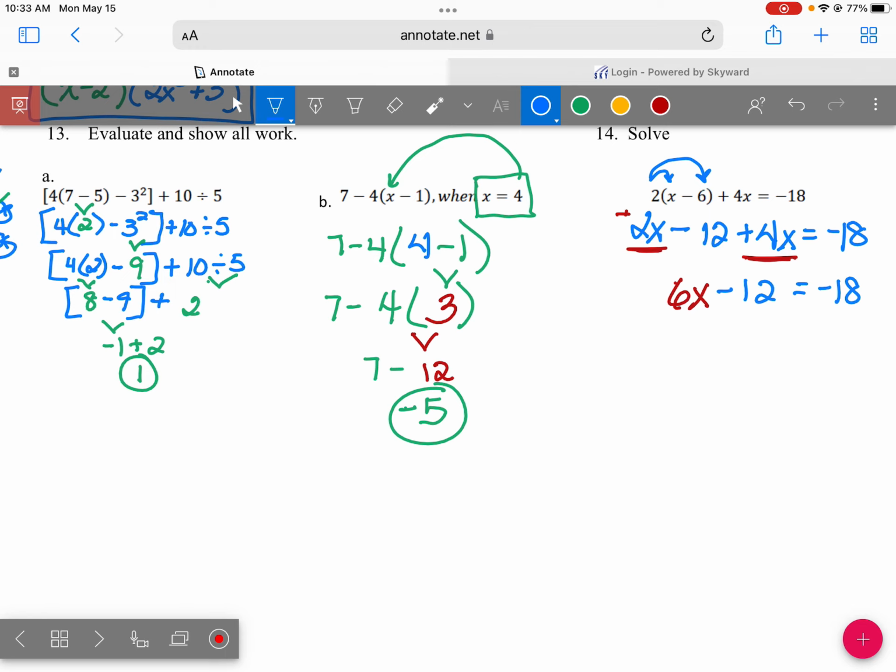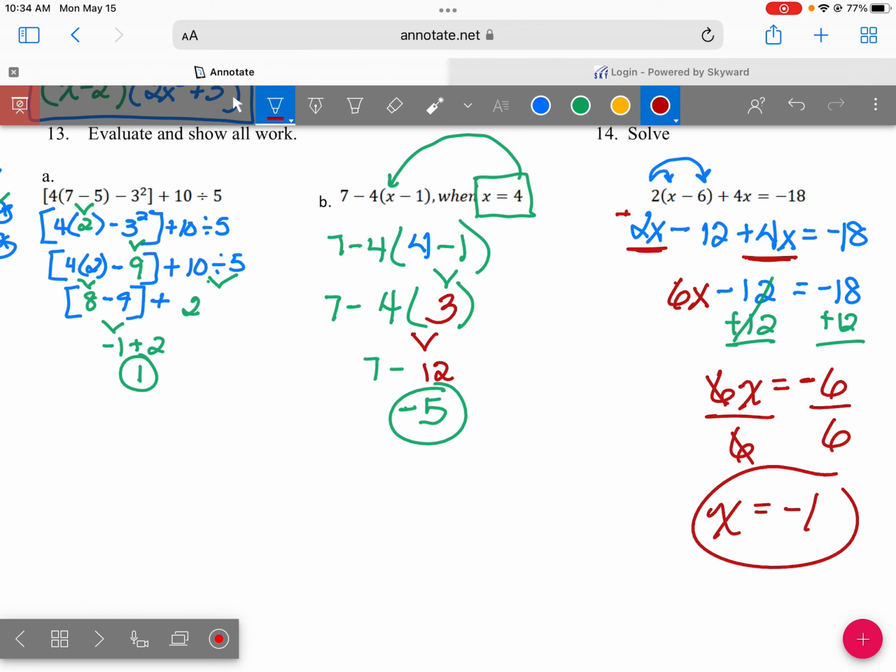Now what would you do? You're trying to solve for x. So you want to get the x by itself. Add 12, add 12. 12s cancel out, and you get 6x is equal to negative 6. Right now you are multiplying. You want to undo that multiplication by dividing. So x is equal to negative 1.